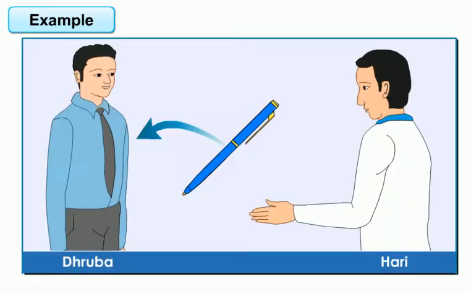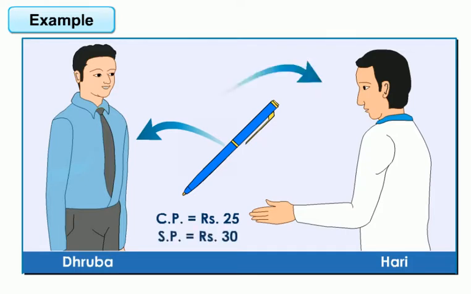Dhruva bought a pen for ₹25 and sold it to Hari for ₹30. Students, in this example, the money that Dhruva, the shopkeeper, pays for is called the cost price, denoted by CP, and the money that Hari, the customer, pays for is called the selling price, denoted by SP.